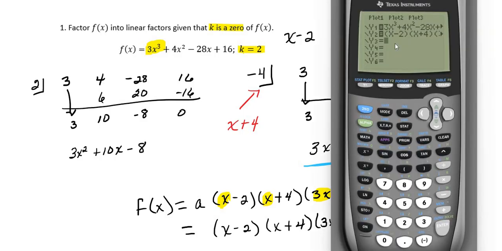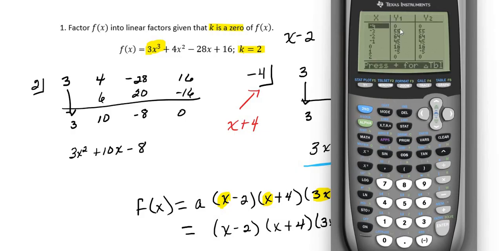Now I can check to see if I've got the right answer by putting the factored form of that equation in y sub 2. And then we're going to look at the tables. These tables for y1 and y2 are identical, so I know that those two equations have to be equal. So that is the correct factored form of the equation that I started with.